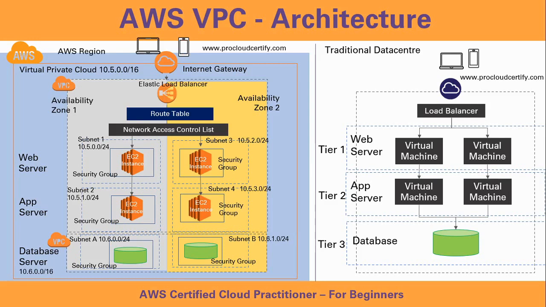This would further be filtered through the network access control list. The network access control list acts as a firewall for our subnets. Subnets are smaller subnetworks within the VPC. Subnets are always tied one-to-one with a single availability zone. Unlike the virtual private cloud, which spans multiple availability zones, the subnets are tied one-to-one with a single availability zone.